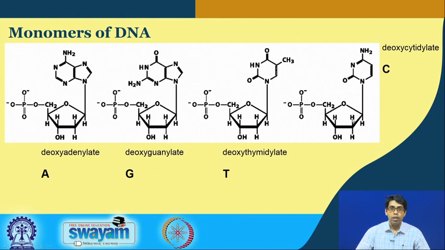If you see carefully, the sugar and the phosphate groups are exactly the same in all these four nucleotides. It is only the base which is attached at the first position of the sugar that is different. So, it is only the nitrogenous base that is different between all these four monomers.